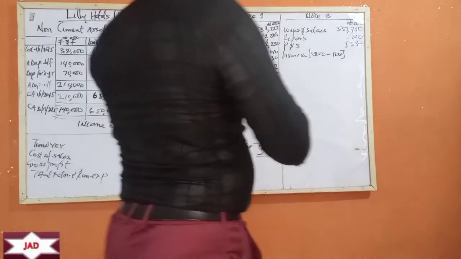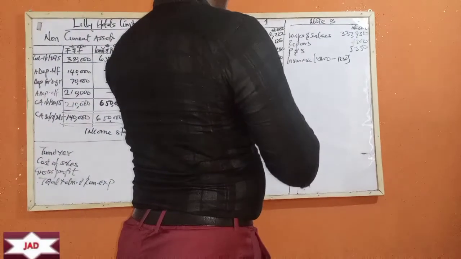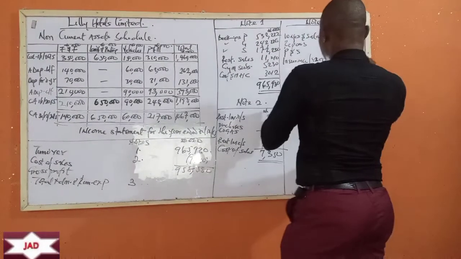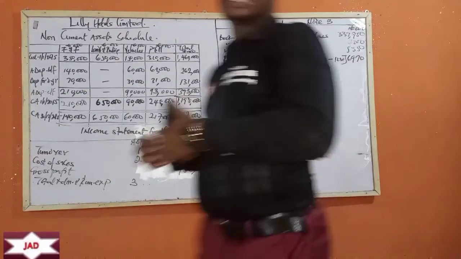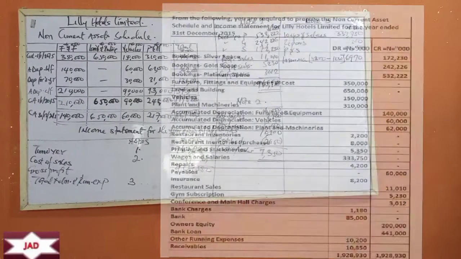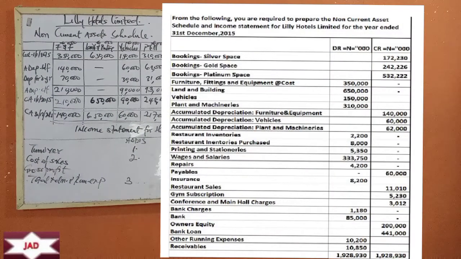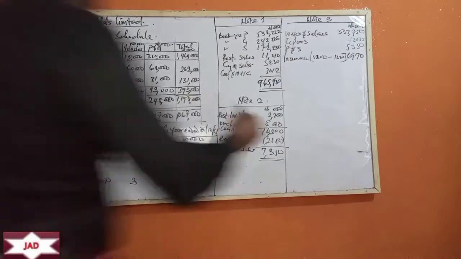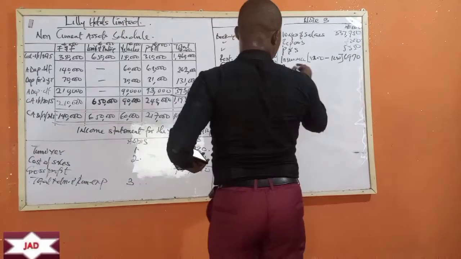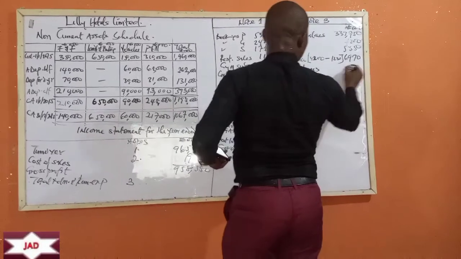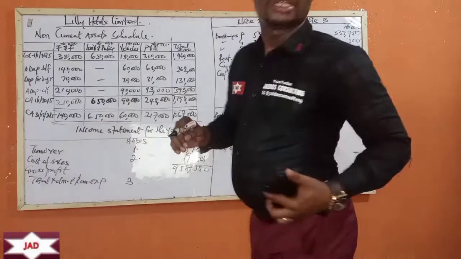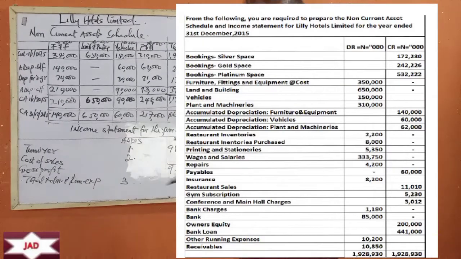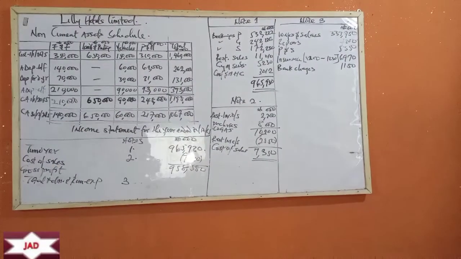So we say 8,200 minus 1,230,000. So that's 6,970. So what other item? So we have other running expense. Oh, I can see bank charges. Bank charges here is 1,180,000. So we have bank charges 1,180,000.